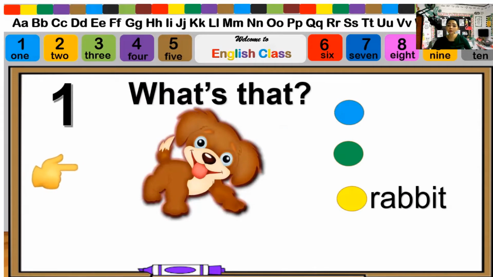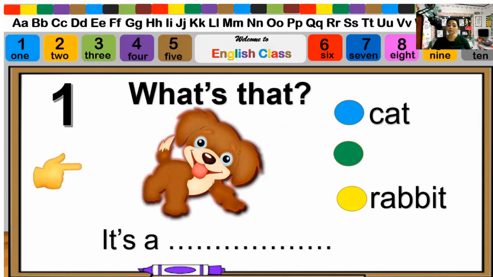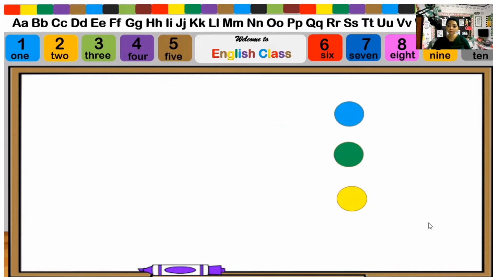Now we'll go to the choices of your answers. First one is, of course you're going to answer, it's a rabbit, a cat, or dog. Of course it's a dog. Very good.